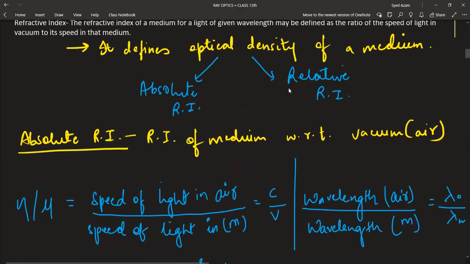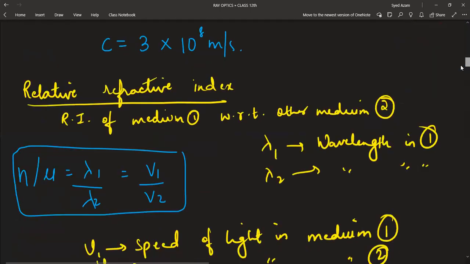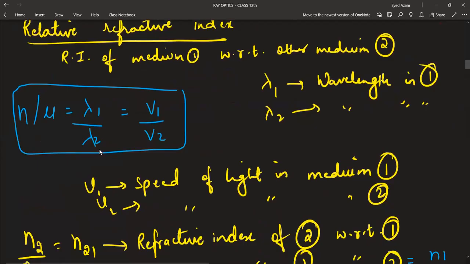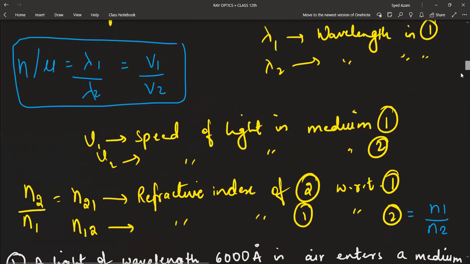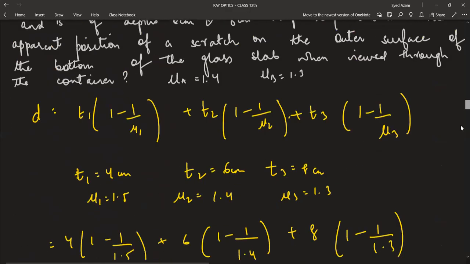Refractive index tells us about the optical density. What is the formula of refractive index? You can take the speeds ratio, and you can take the wavelengths ratio also: wavelength in air by wavelength in the medium, speed of light in air by speed of light in the medium. So the formula will be lambda 1 by lambda 2 equal to V1 by V2. These two questions we have already seen.